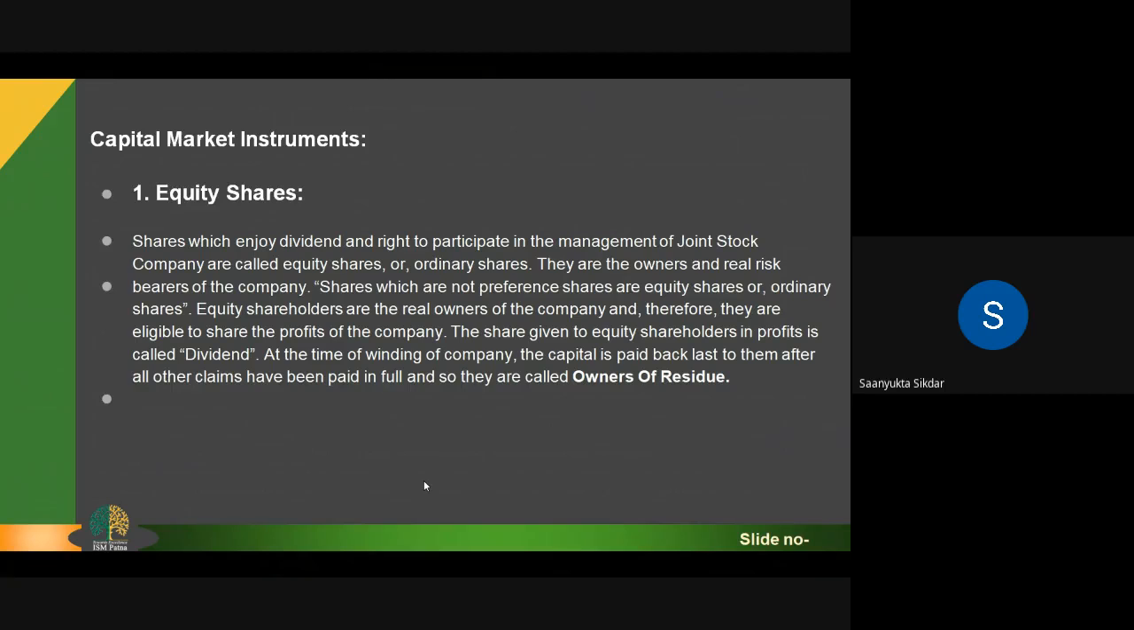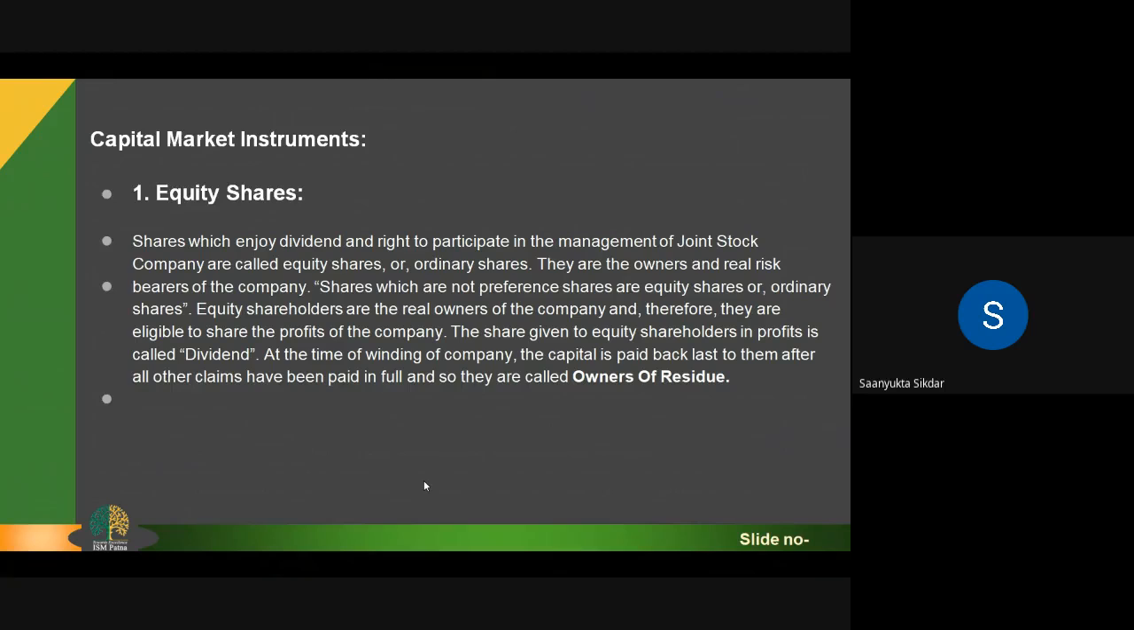Equity shares, the shares which enjoy dividend and right to participate in the management of a joint stock company, they are called equity shares, or they are also termed as ordinary shares. They are the owners and they are the real risk bearers of the company. Shares which are not preference shares are equity shares or ordinary shares.